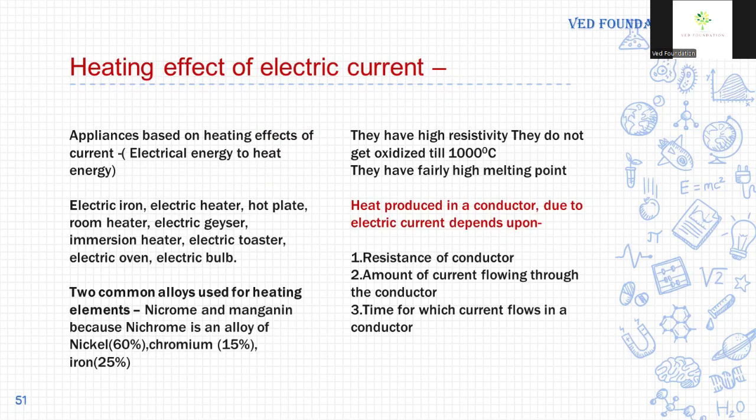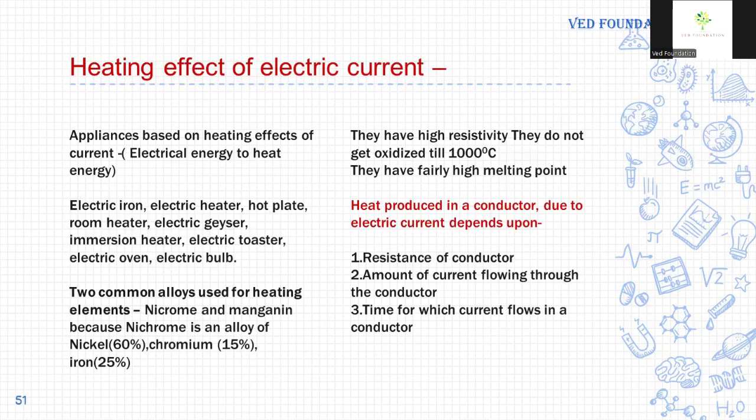The two common alloys used as heating elements are nichrome and manganese. Nichrome is an alloy of nickel, chromium and iron. In nichrome alloy there is 60% nickel, 15% chromium and 25% iron. They have high resistivity. They do not get oxidized till 1000 degrees Celsius. They have a fairly high melting point.